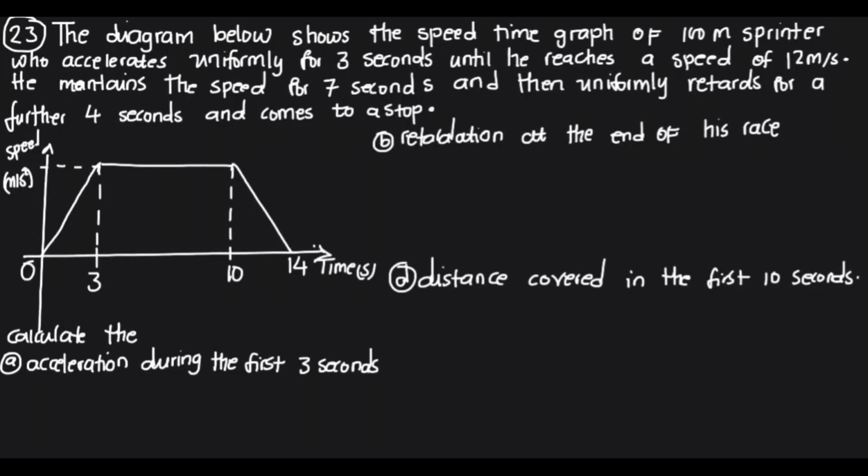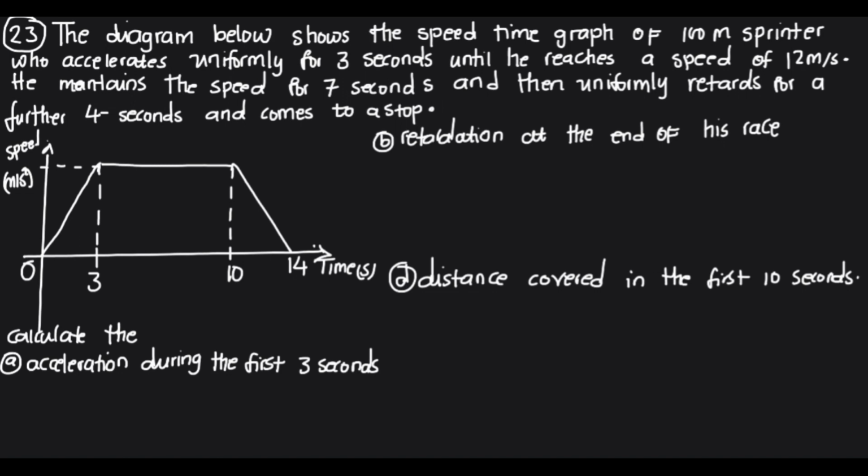Okay, so now we move on to the last question. The diagram below shows the speed time graph of a 100 meters sprinter who accelerates uniformly for 3 seconds until he reaches a speed of 12 meters per second. He maintains the speed for 7 seconds and then uniformly retards for a further 4 seconds and comes to a stop. So we have this diagram for the speed time graph.